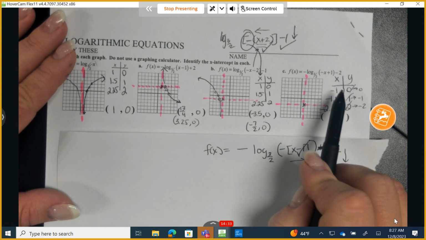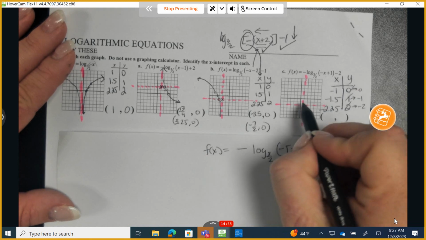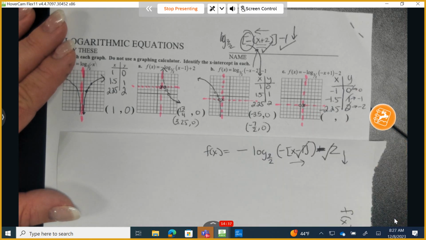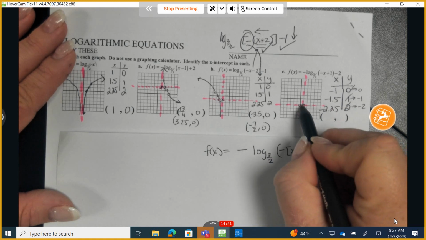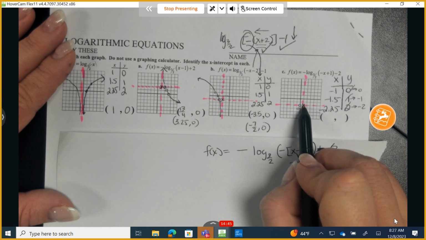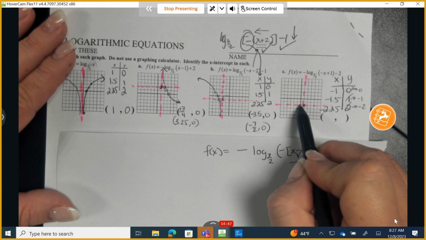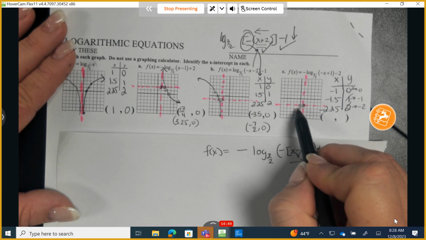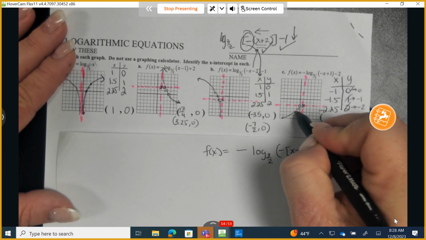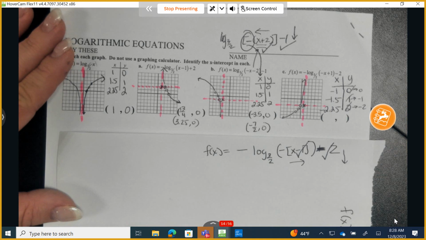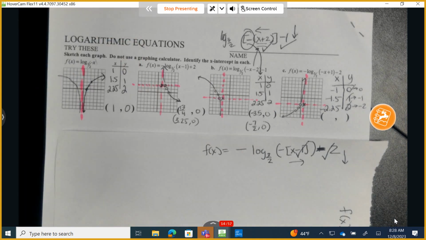So here's my new origin. After I translate it, I'm going to go left 1, and then I'm at 0. Left 1.5 and down 1. Left 2.25 and down 2. And this is our translated function.